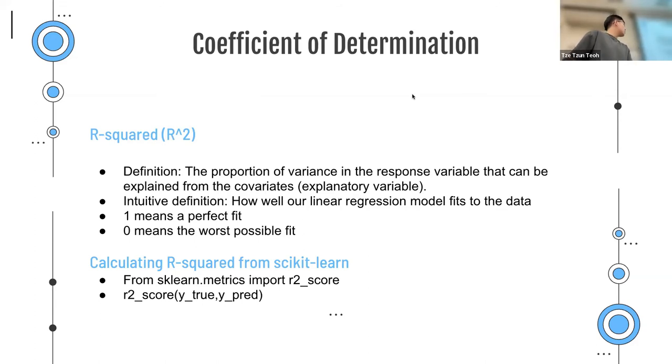So the R squared value will range between 0 and 1 inclusive, with 1 meaning it will be the most perfect fit, and 0 meaning it will be the worst possible fit. So how we can calculate the R squared from scikit-learn is, from the scikit-learn library, we are going to use the R2 score function from the metrics module. Yeah, so I'll put this later in the Colab notebook.